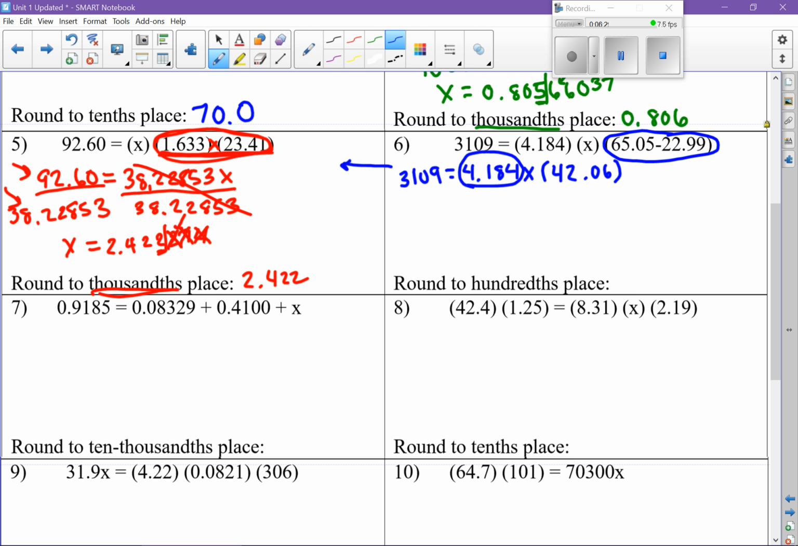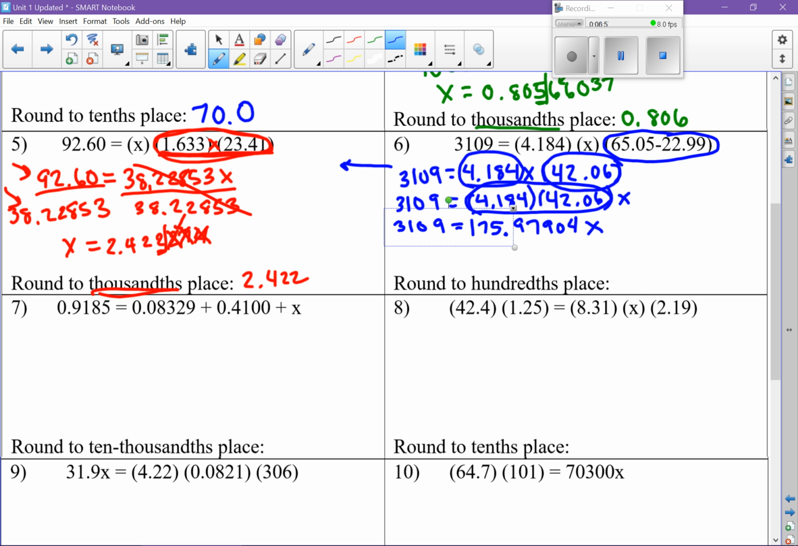Okay, now it's almost like the question that we did over here. We've got this number and this number, but there's an x in the middle, so you might want to rewrite it so that the numbers are together. Then put the x. Then you can take these two numbers and combine like terms by multiplying them. When you multiply those two numbers together, you're going to get 175.97904, and we still have the x over there.